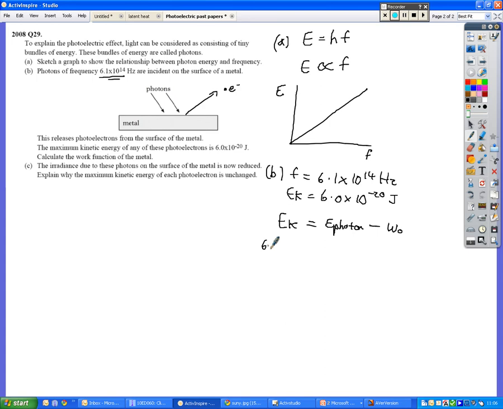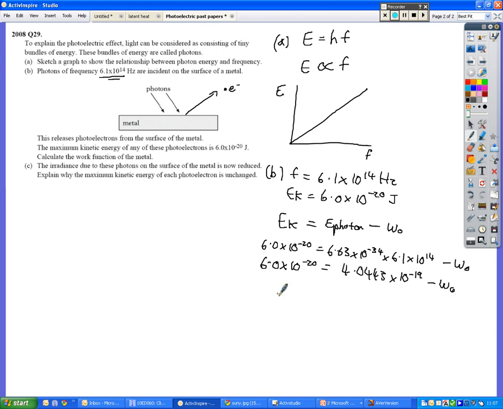So the maximum kinetic energy goes on this side, 6 times 10 to the negative 20. The energy the photon has is equivalent to hf. If you know the frequency, then you can calculate what the energy is. 6.63 times 10 to the negative 34 is Planck's constant, and that's multiplied by the frequency here of 6.1 times 10 to the 14. That's going to be minus the work function here. If you then multiply this value out, you get 4.0443. I'm not rounding up at this stage, I'm going to do that at the end.